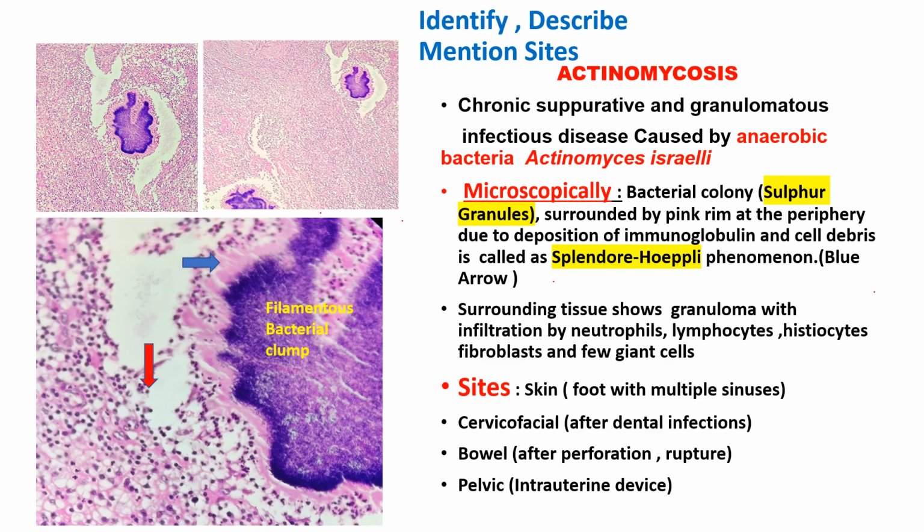If there is bowel perforation, it may be complicated by actinomycotic granulomas. In females, if there is an intrauterine device kept, it may get infected with this anaerobic bacteria causing actinomycosis. So after actinomycosis, we move to the next slide.